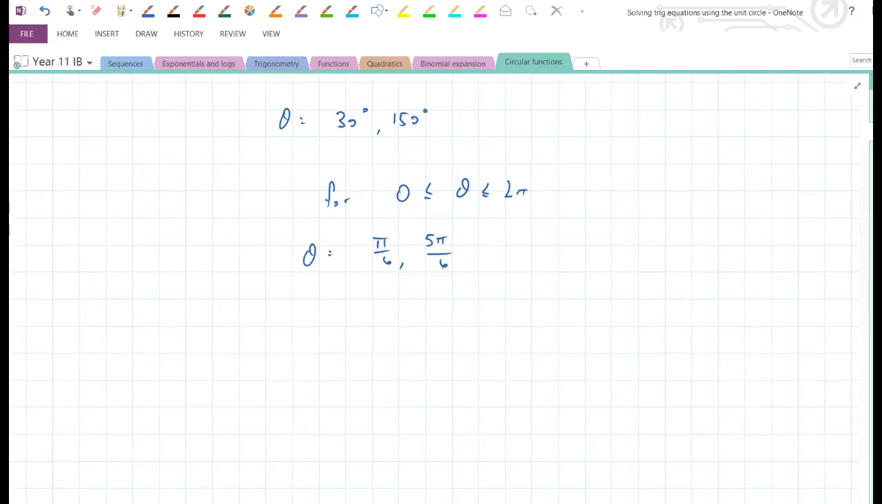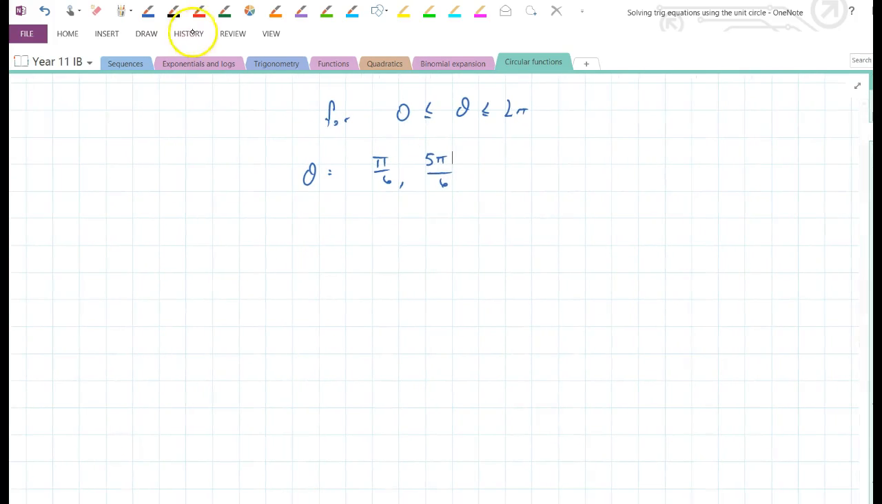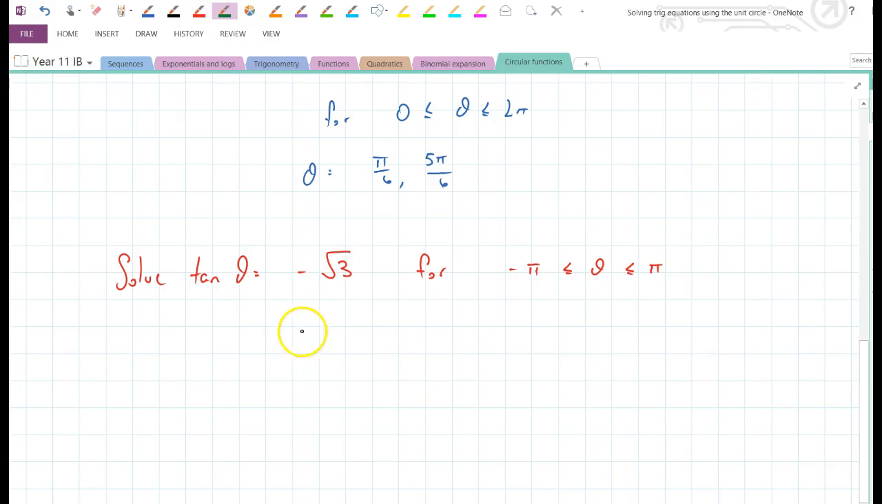Right, let's do another one. Let's solve tan theta is equal to, let's say, minus the square root of 3, for, let's go from minus pi to pi.